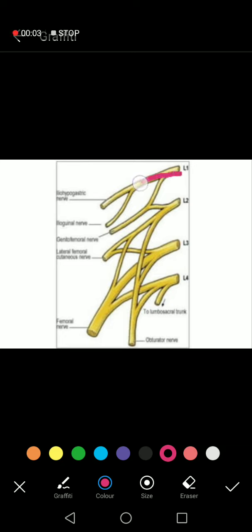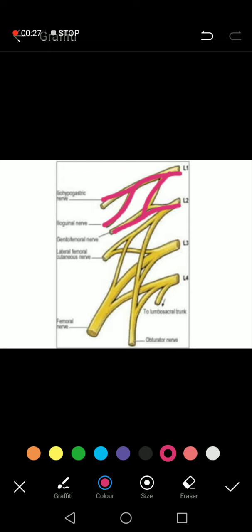From L1 emerge two branches. One of them is iliohypogastric and the other one is ilioinguinal. That is from L1 and L2. From L1 and L2 there is another branch that is called the genitofemoral nerve. We'll talk about its branches later.